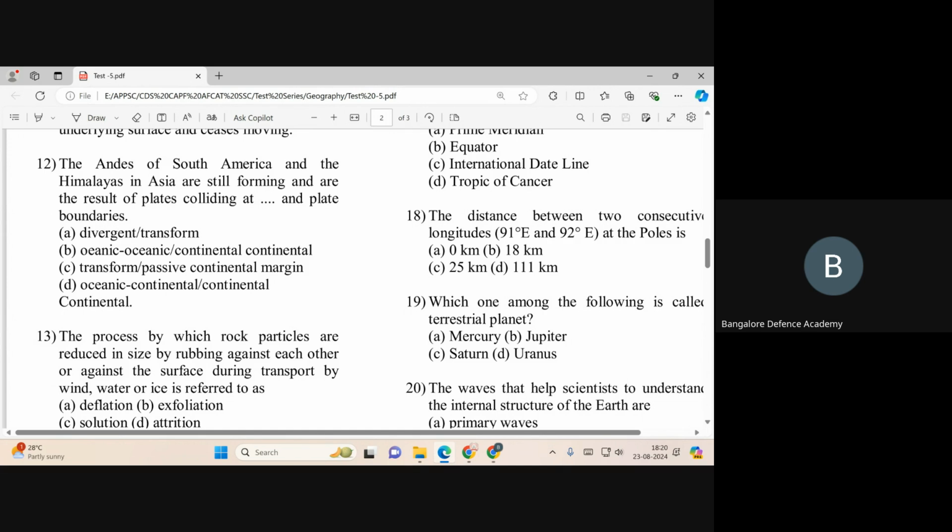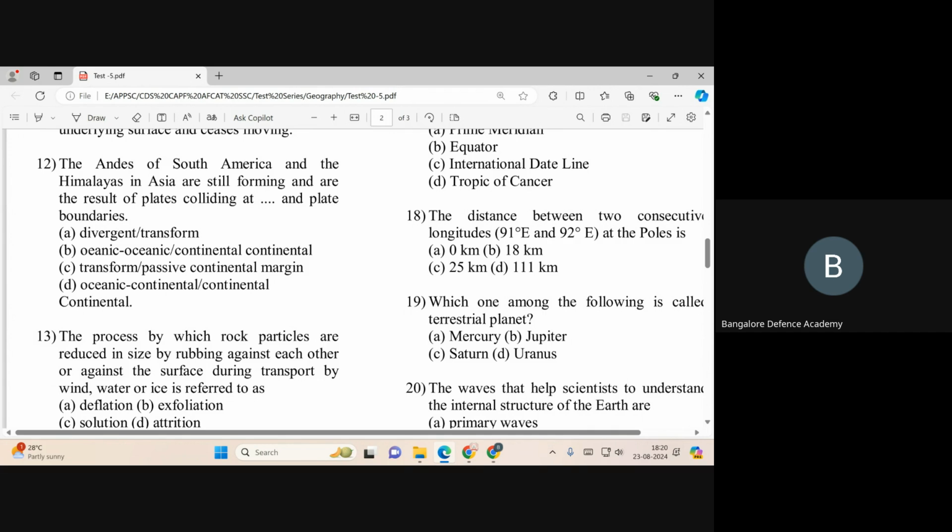So the next one is called the Andes. Andes is in South America, the western part of South America. Is it continental or oceanic plate? South America is a continental plate. So the second one should be continental for sure.